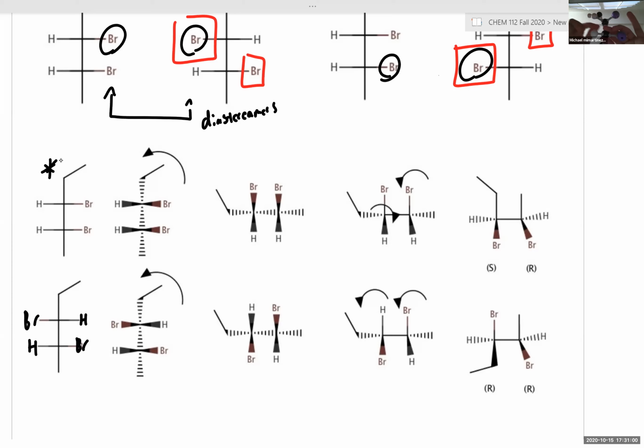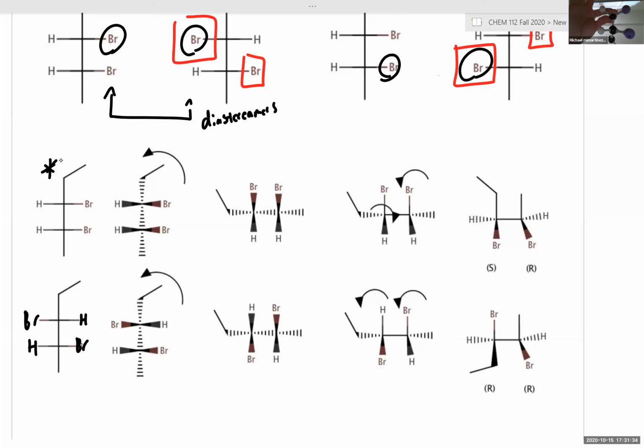So does everyone see that our two bromines in purple are on the right-hand side? Does everyone see? Okay, perfect. The hydrogens are on the left, and both of these substituents that are horizontal are pointing out of the plane of the page. Our ethyl group is pointing back, and our methyl group is pointing back.